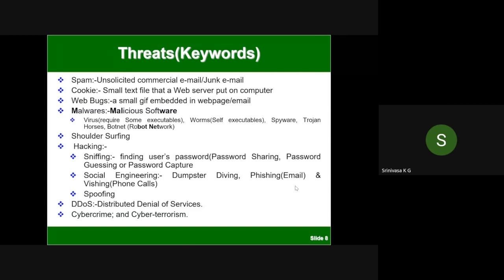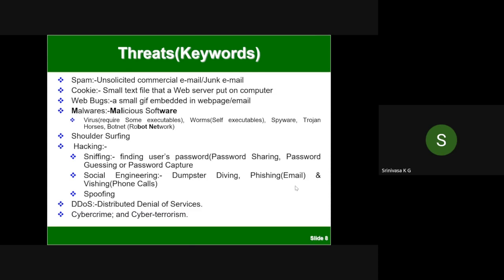So there are certain keywords that come across in threats one should be aware of. What is called a spam? It is an unsolicited commercial email or the junk email. Then what do you call a cookie? It is a small text file that the web browser puts on the computer. Web bugs. It is a small GIF file embedded in a web page or email.